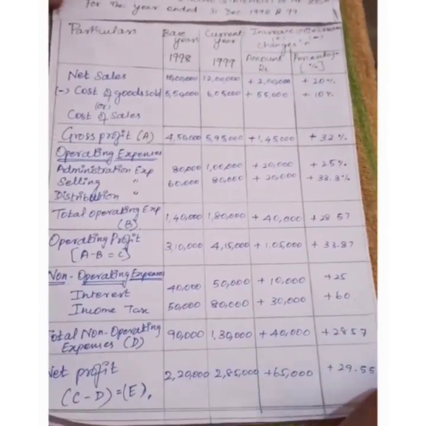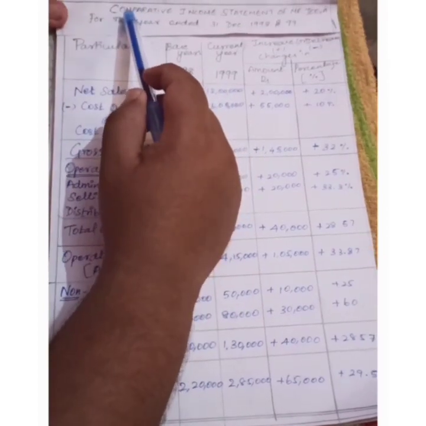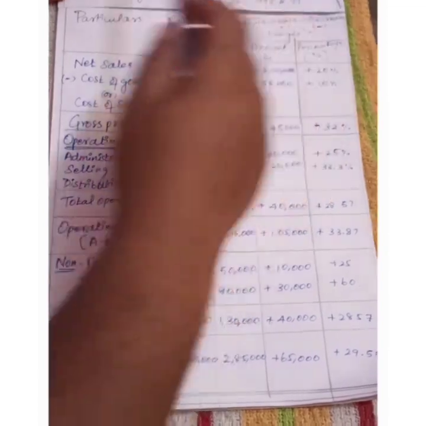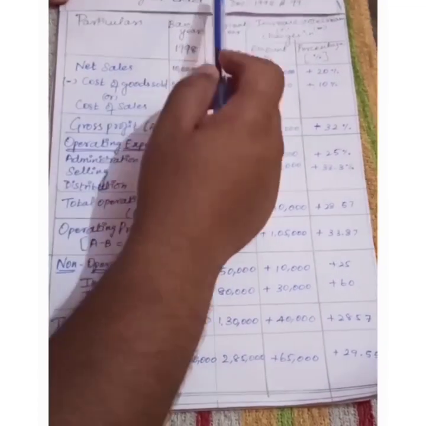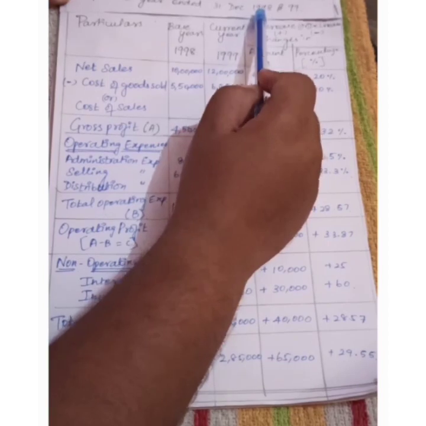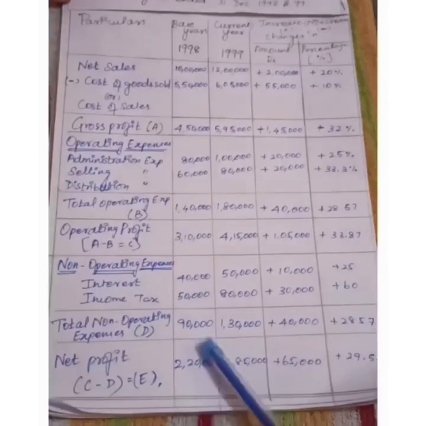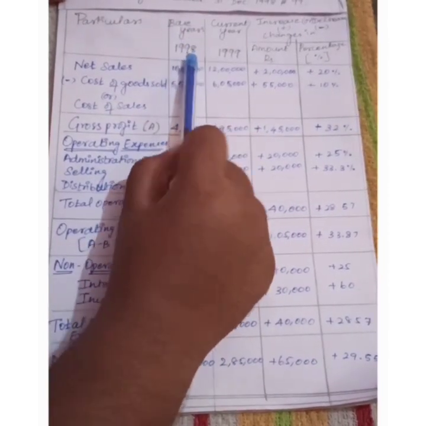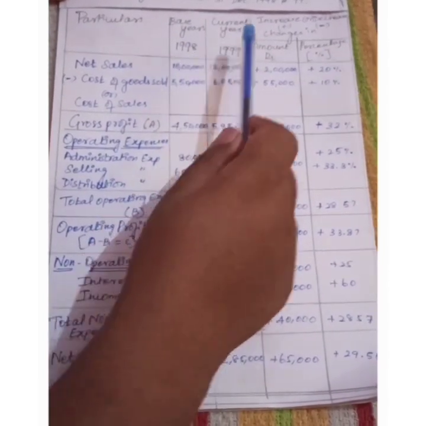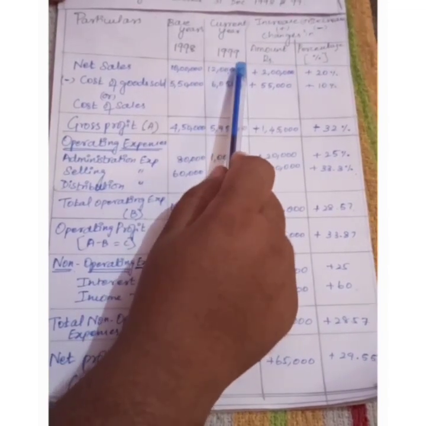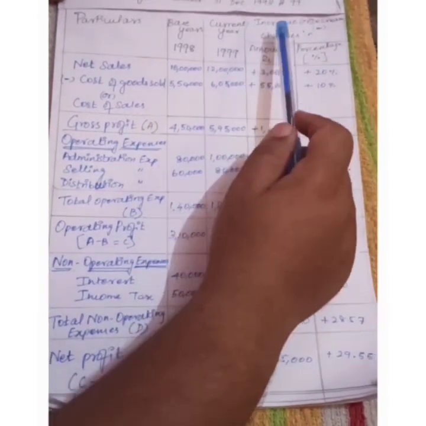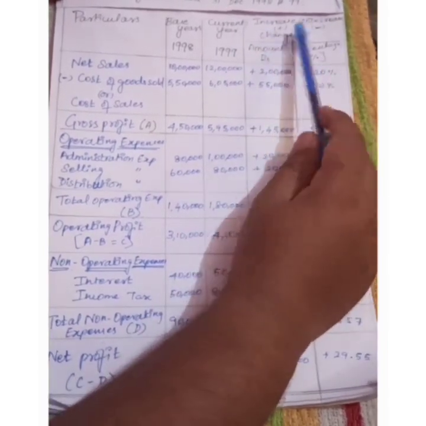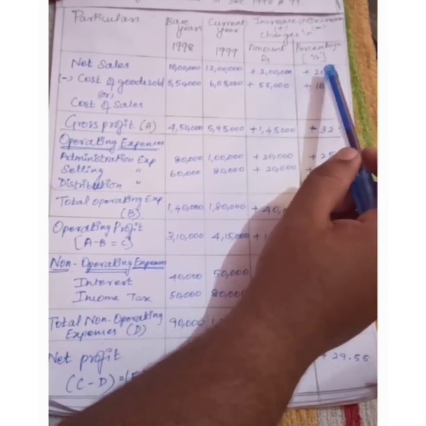Here, look at the answer. The heading is comparative income statement of Mr. Jiva for the year ended 31st December 1998 and 99. And it follows the format. First is particulars, the second column is base year 1998, the third is current year 1999, and the fourth column is always the increase or decrease, the change in amount in rupees, as well as the increase or decrease change in percentage.